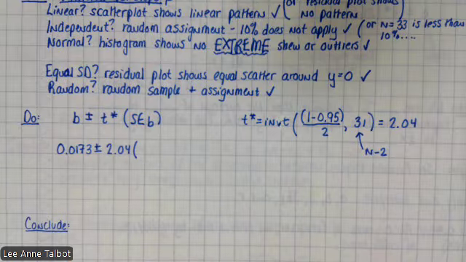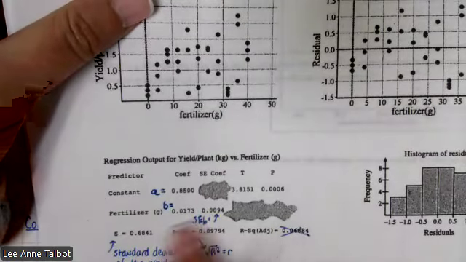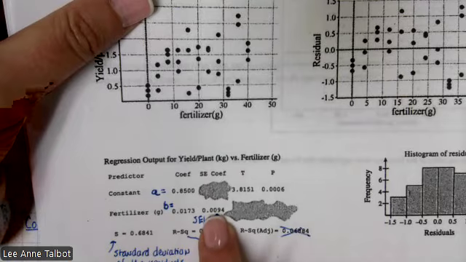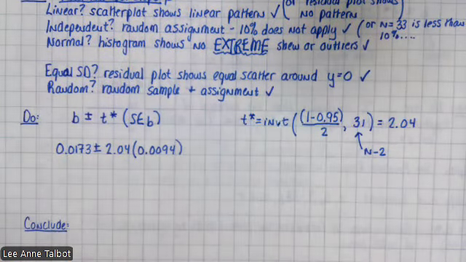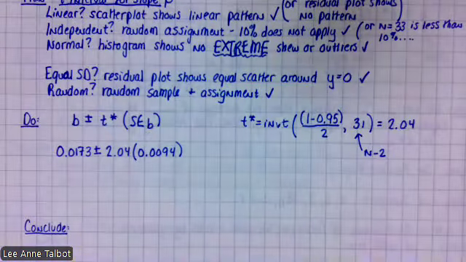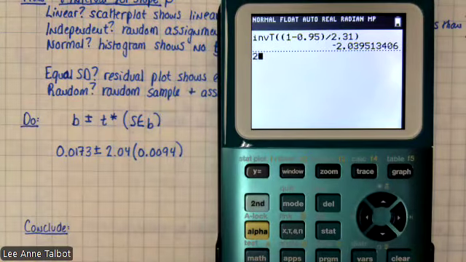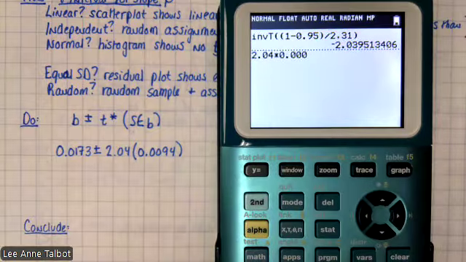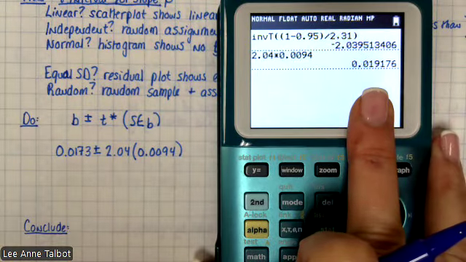Standard error of the slope was this number right here, which says standard error of the slope, 0.0094. That's where I was saying that you're never going to use these formulas ever. Not once, not one time. You're going to forget this box is even here because they're always going to give it to you in the output like that. Okay, so 2.04 times 0.0094, 0.02.